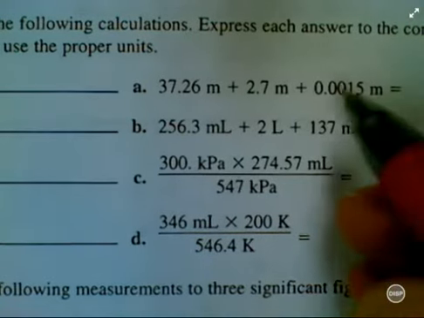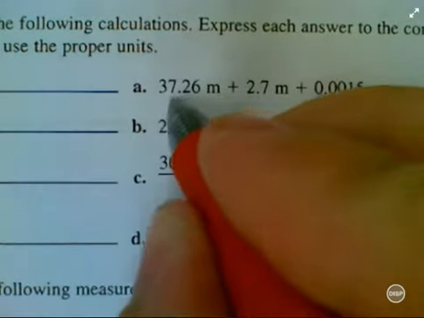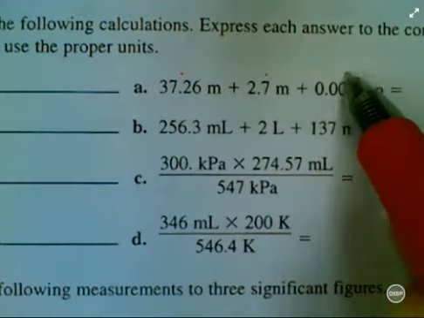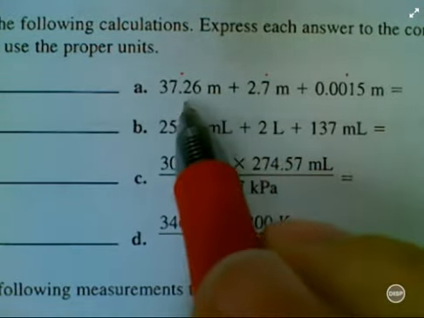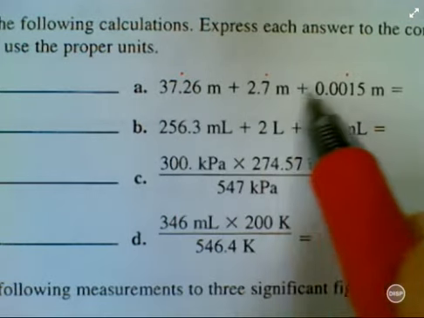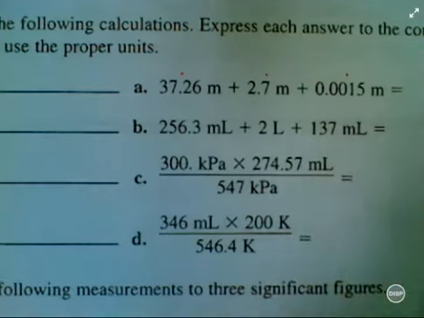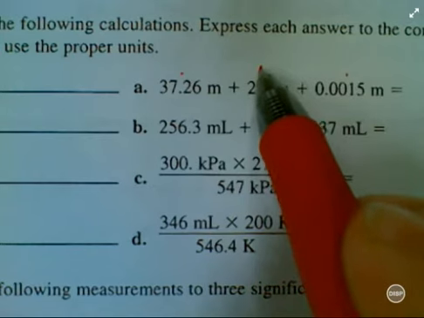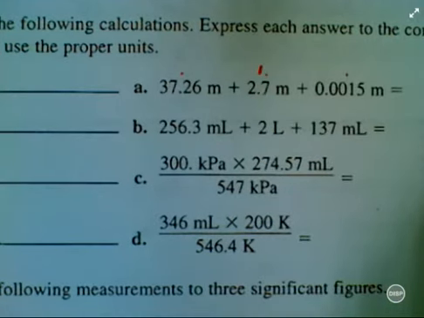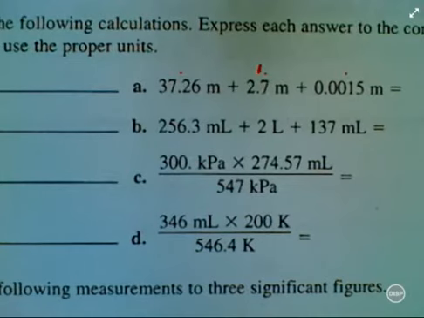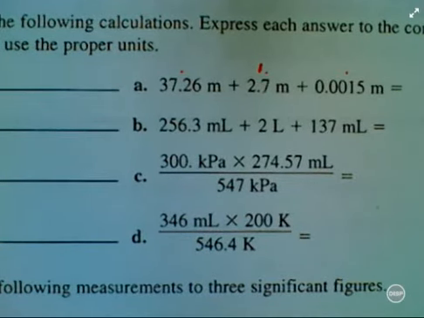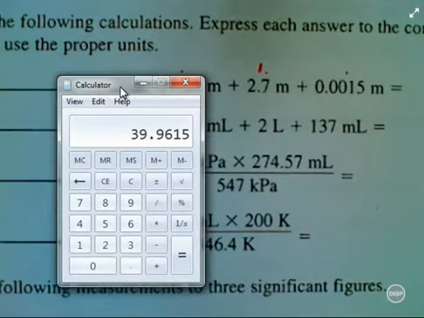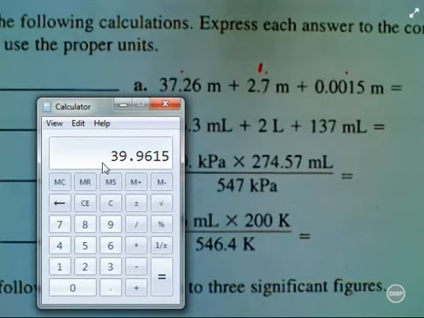First thing we're going to do is addition for A. Now, what I need to do is go through all of these terms that I'm about to add together, and consider who has the fewest number of digits past the decimal place. So this has 2, 1, and then 4. And so 1 is the fewest number of digits past the decimal. And so whenever I go to represent my answer, I'm going to round it so that it only has 1 digit past the decimal. Now, when I plug all these 3 numbers into my calculator, I get 39.9615.